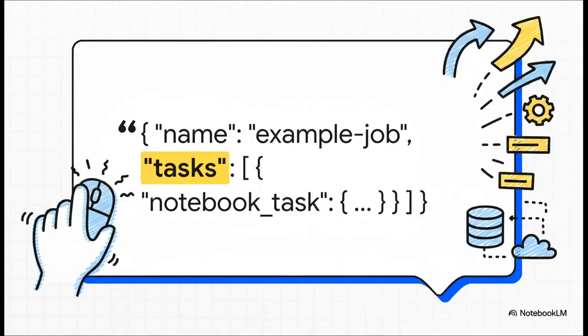And here's what it looks like all put together in a real JSON file. You can see the name we gave it, example job. You can see the tasks array, and right inside, the path to the exact notebook we want to run. This little block of text is our entire set of instructions, our complete blueprint, all ready to go.